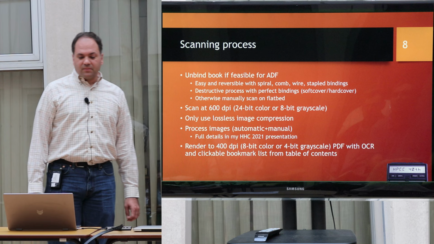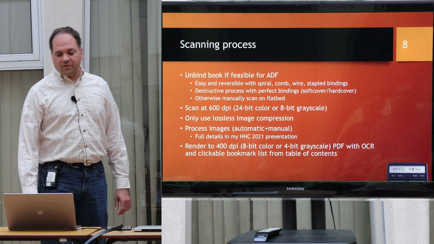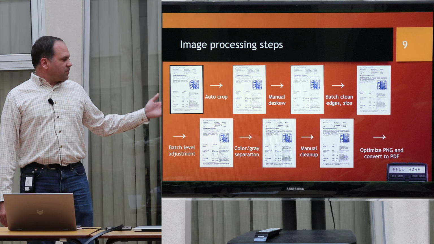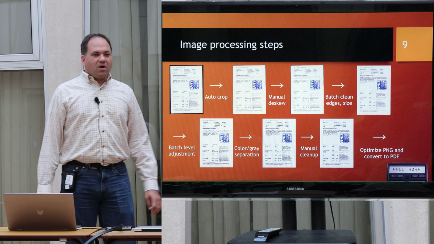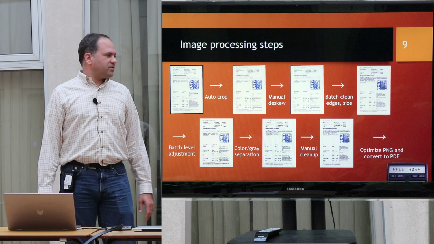I go into great detail about this in my HHC 2021 presentation, if you want to watch that. The gist of it is, I take the raw scanned image, I run automatic cropping, which crops the black edges off it. Then, if necessary, I manually deskew. There is some automatic deskewing done, but I try to get it within about a tenth of a degree. 2/10 of a degree is noticeable, so I try to get it down to about a tenth.